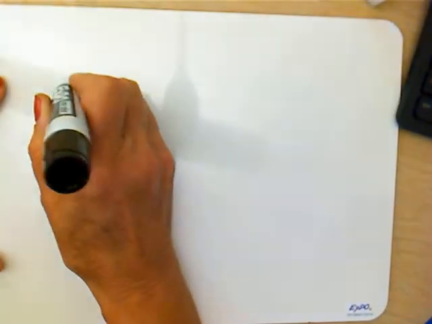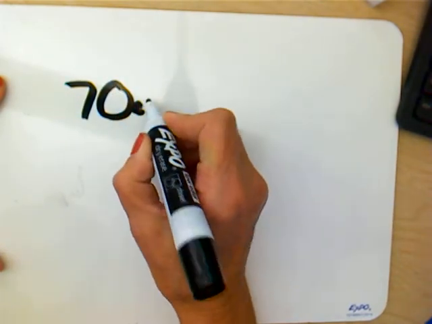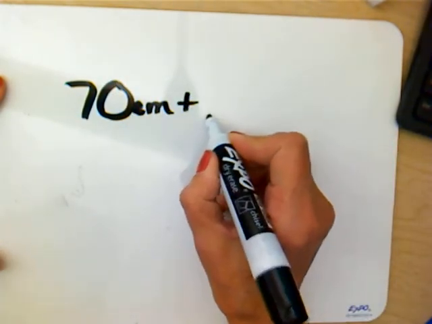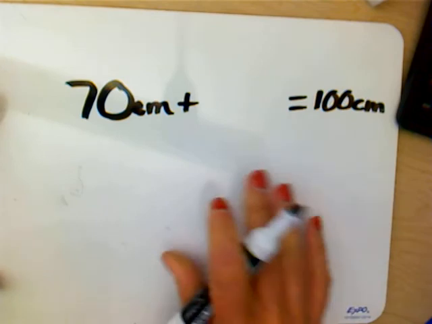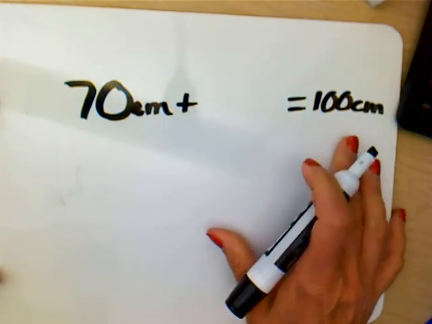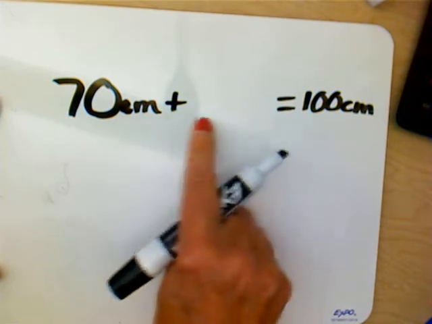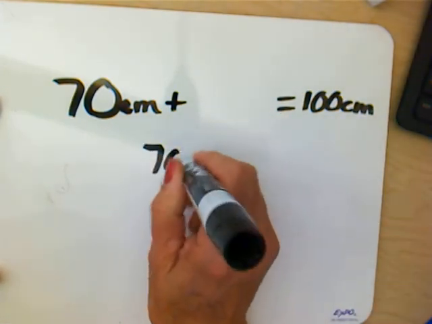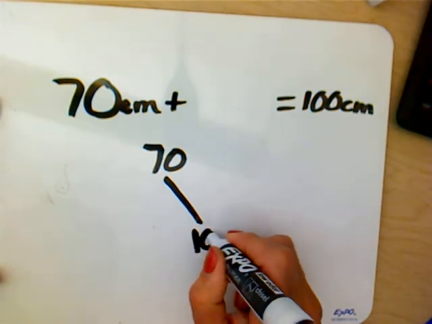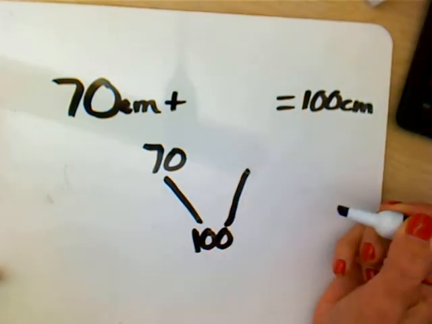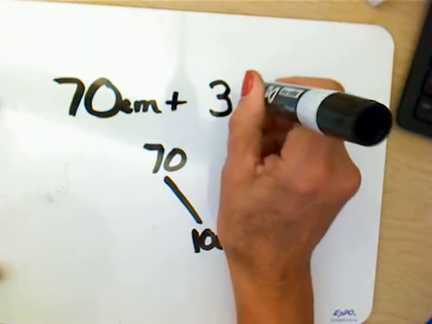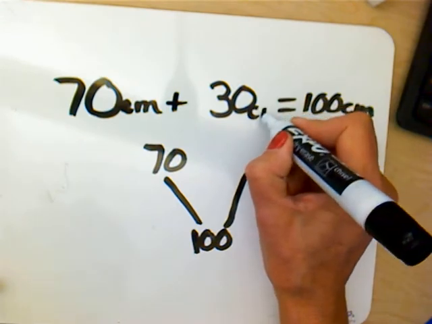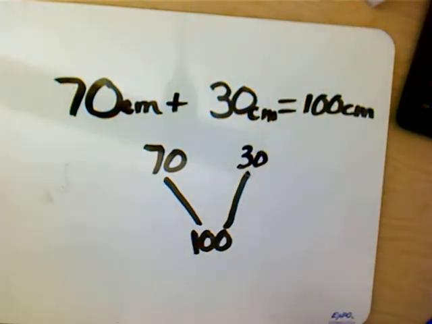I'm going to push this up just a little bit. If I had 70 centimeters, and I wanted to add something to that 70 centimeters to get 100 centimeters, I would have to think to myself, well, what would my number bond be if I wanted to add something to 70 to get to 100? So I'm going to actually do the number bond. 70 is a part of 100. I just need to find out what the other part of my number bond would be. So 100 take away 70 would give me 30, because 30 centimeters and 70 centimeters would give me 100 centimeters.